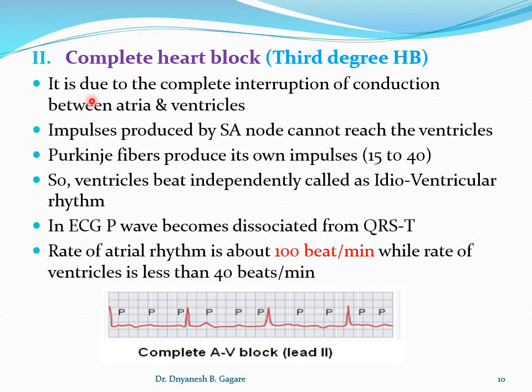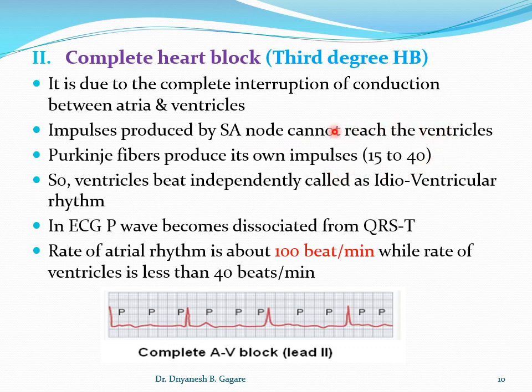Here in this case, it is due to the complete interruption of conduction between atrium and ventricle. So there is no transmission of impulse at all from the atrial side to the ventricular side. I told that the causes may be due to ischemia, that is less blood supply, or growth of scar tissue. That's why the impulse is not transmitted from the atrial side to the ventricular side. So we can say that the impulse produced by the SA node cannot reach the ventricle.